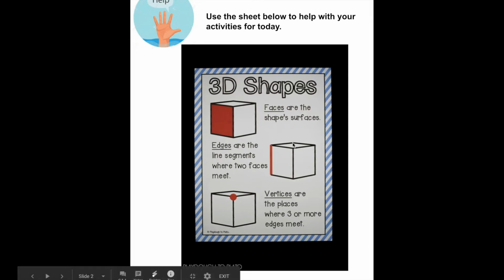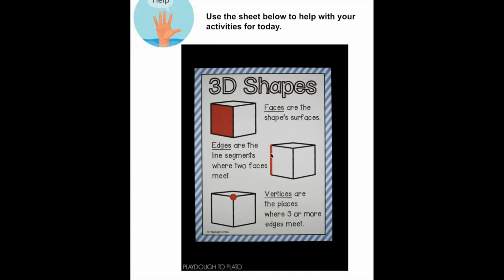Then the next thing are edges. Edges are the line segments where the two faces meet. So you see that this red part right here is showing you that this is an edge because that's where this face right here meets the other. I know you can't see it, but on a 3D shape, you always are going to have faces that you can't see. You just kind of have to imagine it.